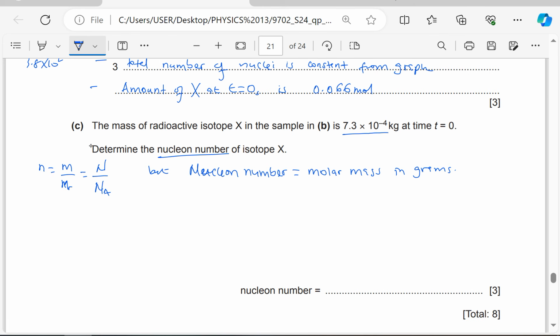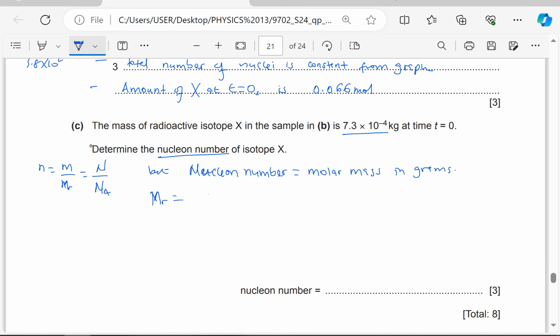So I will simply say the molar mass. I will make the molar mass the subject. The subject will be N over Na times M. So N was, I think, the mass of the radioactive isotope. Did I make M correctly? No. This is wrong mathematics.